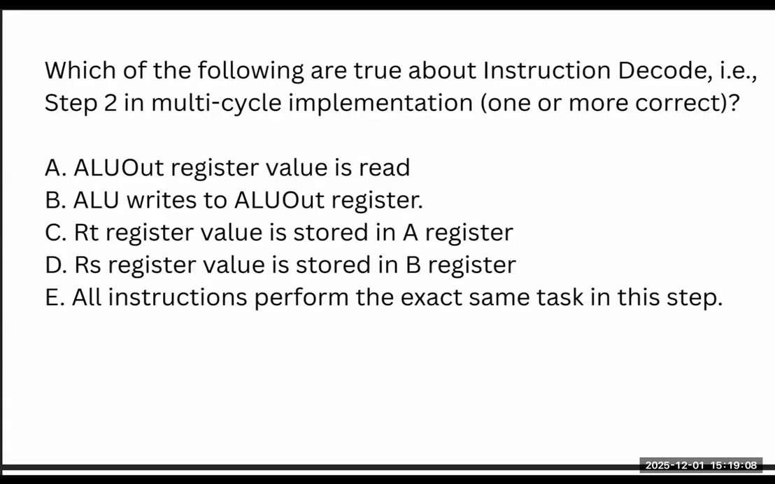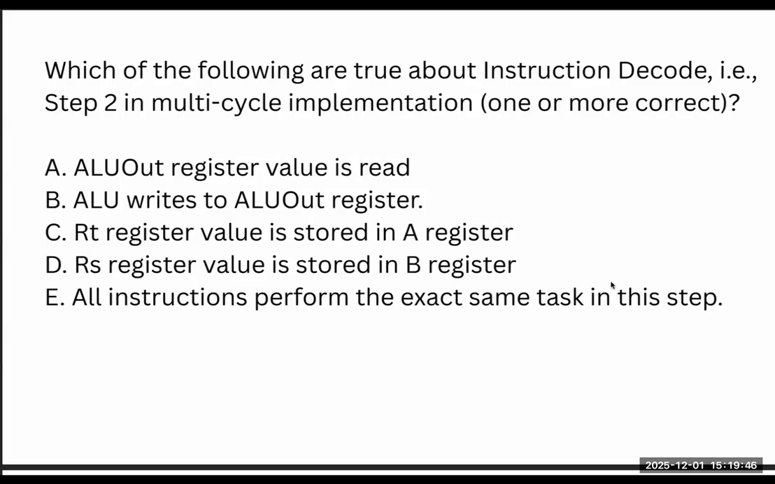Which of the following are true about instruction decode? That is step 2 in multi-cycle implementation. Again, more than one correct. And the correct answers here are B and E. Let me go through why those are correct. So B, the ALU writes to ALU out register. The ALU performs a calculation and stores it in ALU out for potential later use. And why E is correct. All instructions perform the exact same task in this step. Every instruction reads registers and prepares values regardless of type. E.